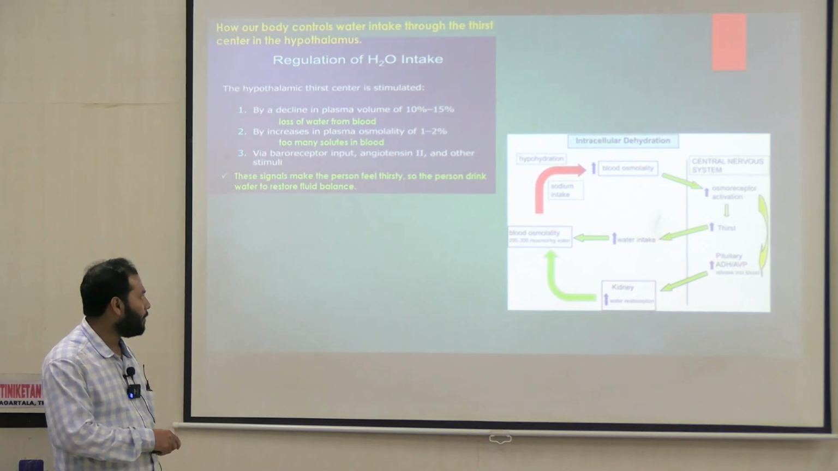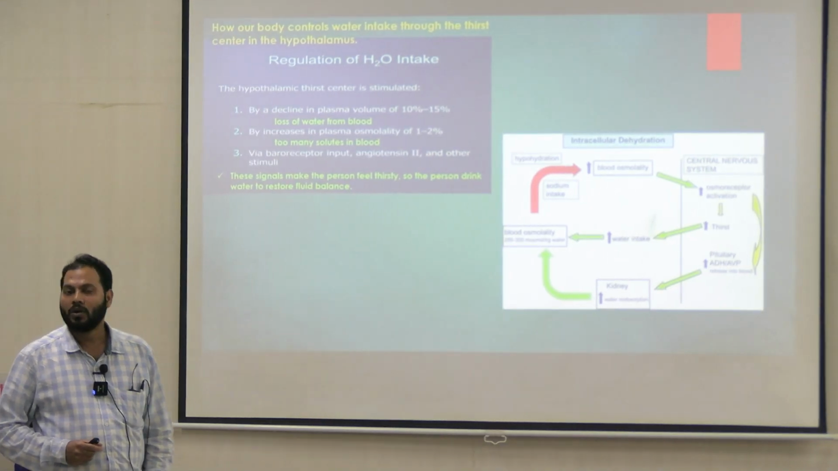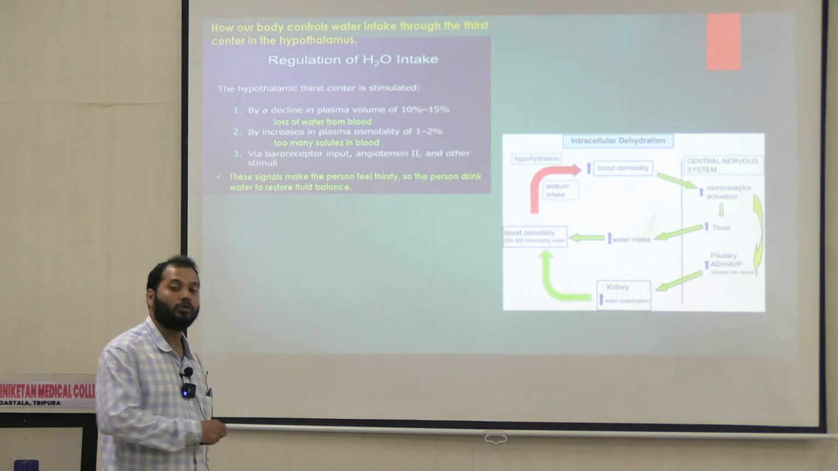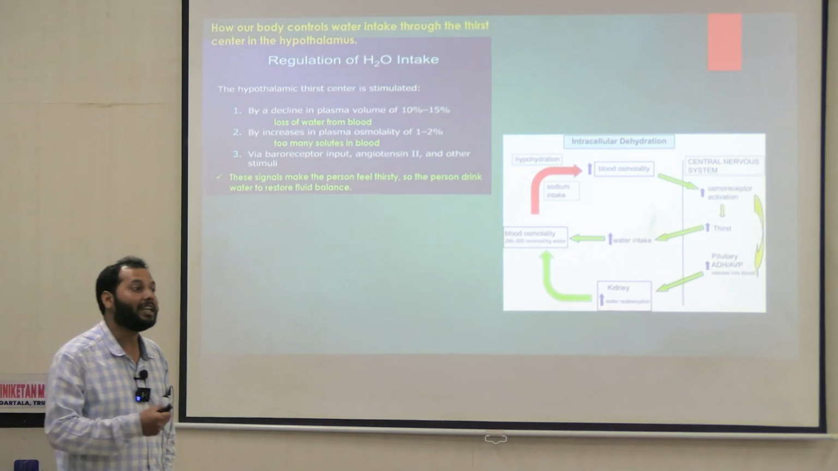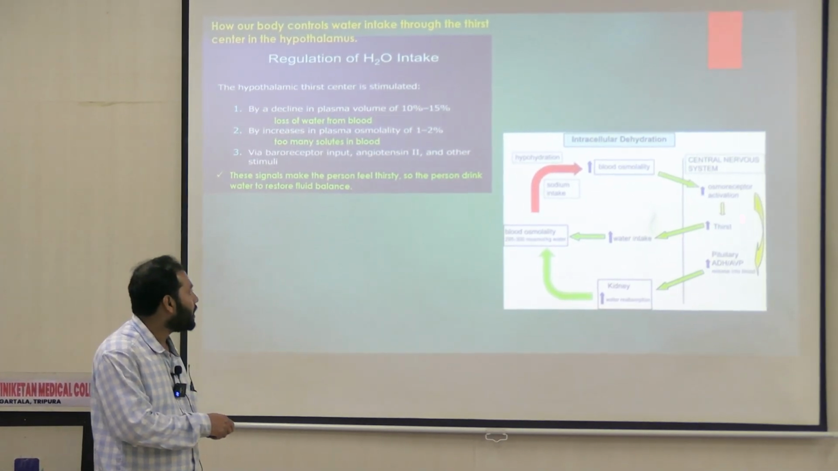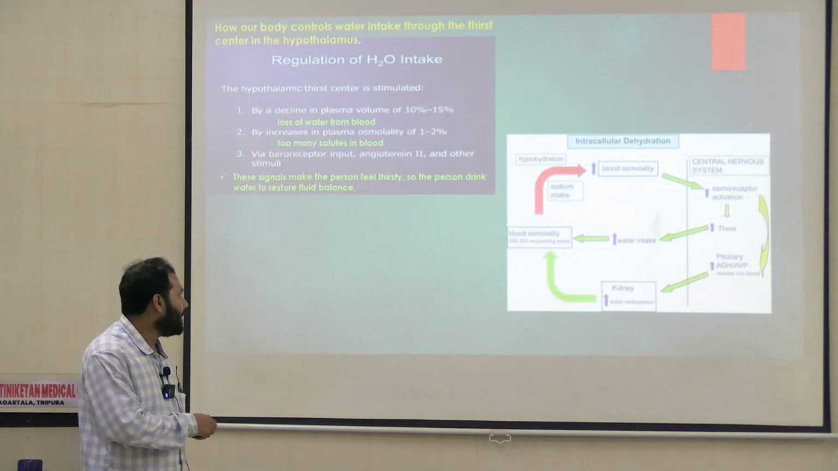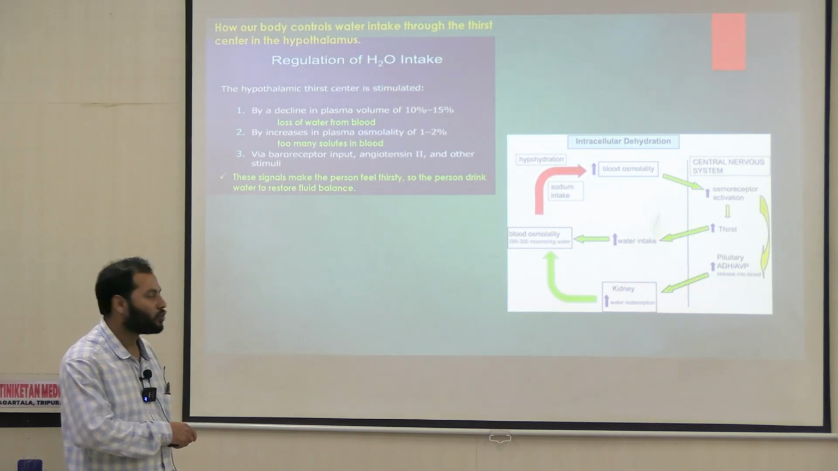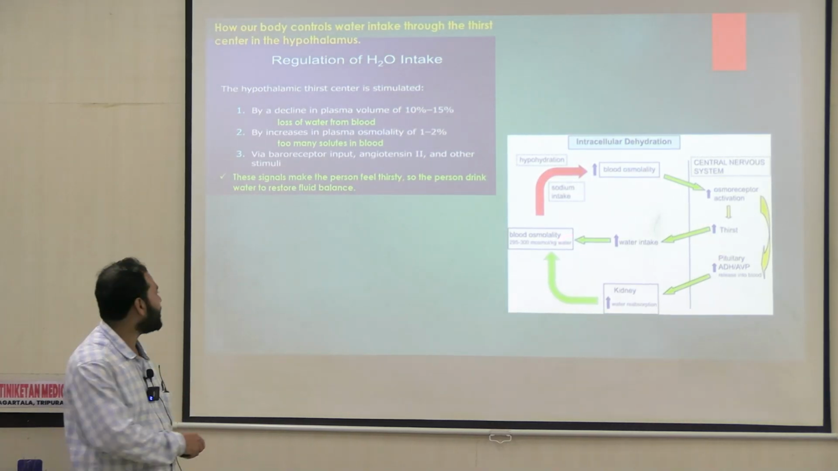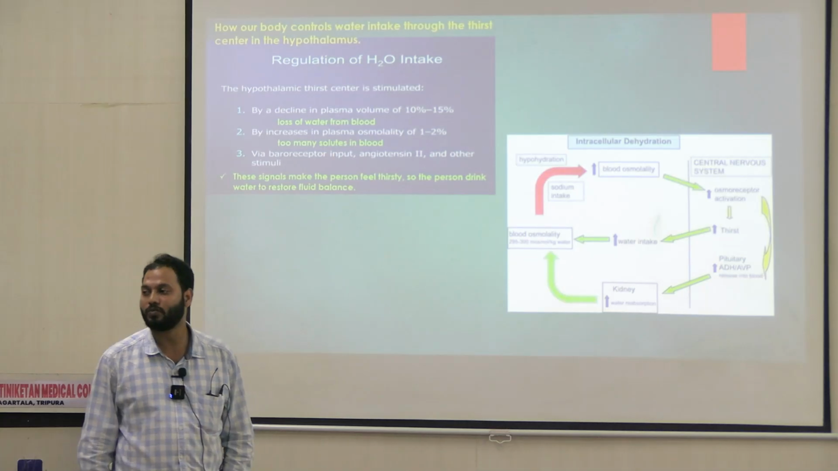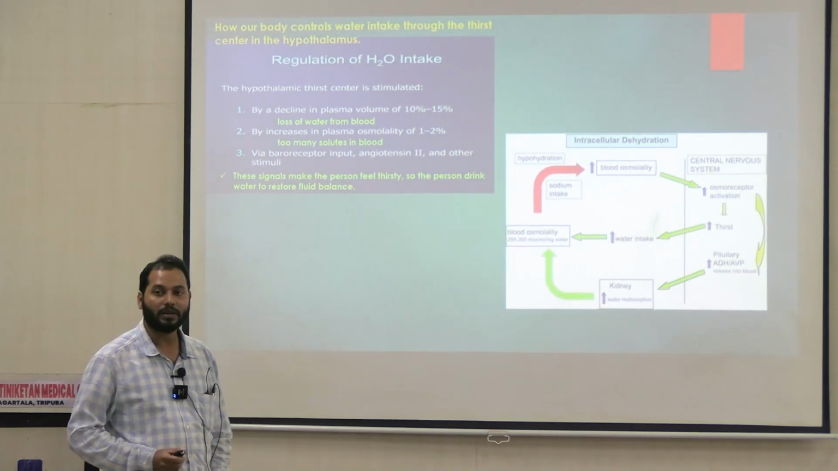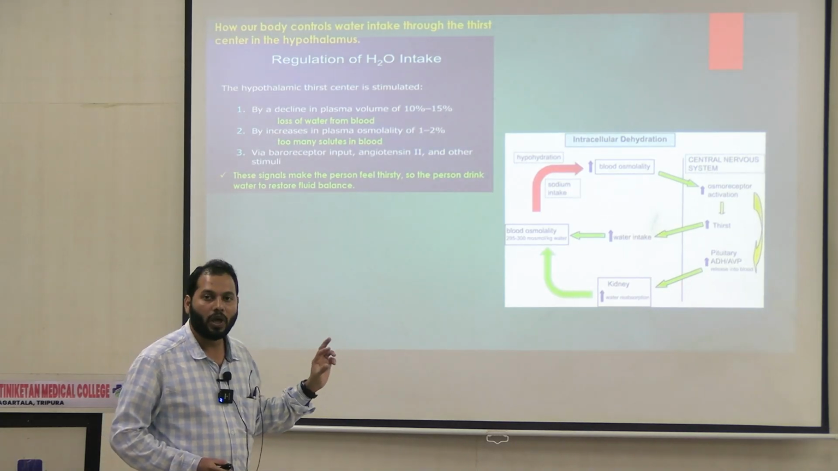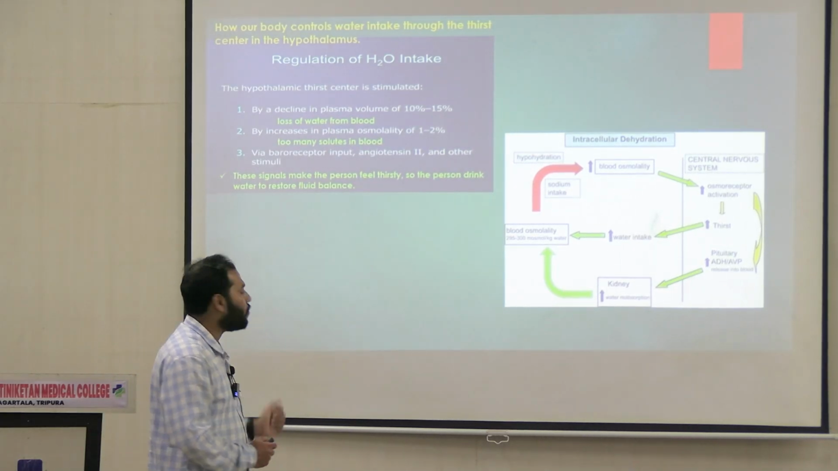So here ADH plays an important role in tubular water reabsorption, and by the process of tubular water reabsorption, it maintains the body fluid. At the same time, by stimulating the thirst center, it increases water intake. Both conditions ultimately help to restore the blood osmolality, which is around 295 to 300 milliosmol per kg of water. So this is one important mechanism that is used to maintain or regulate water intake.